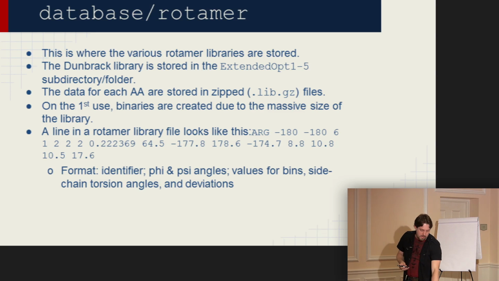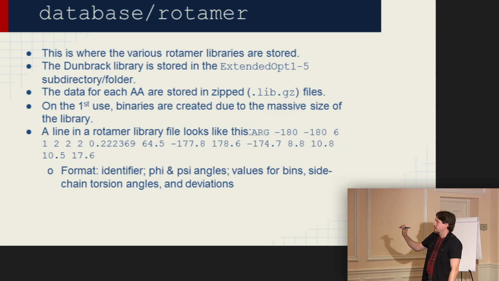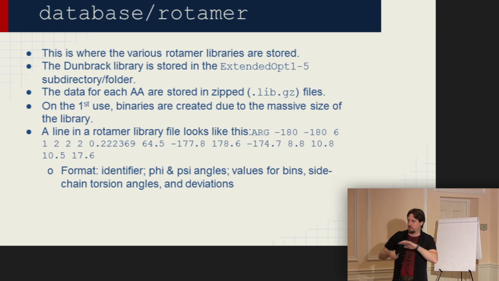A line in a rotamer file looks like this. I'm not going to go into extensive detail, in part because I don't know what all the columns mean, but you have the 3-letter code for the amino acid, again based on those enums. And then you have the torsion angles, phi and psi. For an arginine that has phi and psi minus 180, you then provide a bunch of bin numbers, side chain torsion angles, and standard deviations for those angles. So that's how the library file looks, each line, lots and lots of lines.